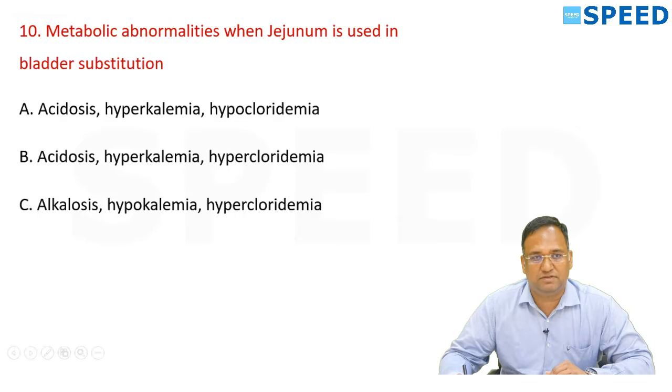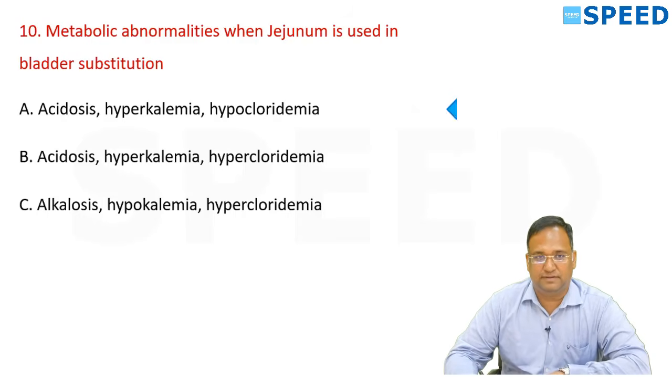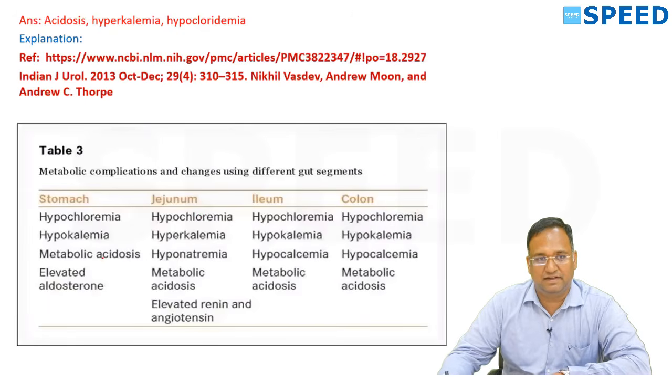Metabolic abnormalities when jejunum is used as a bladder substitution. So, bladder substitution can be ileum or jejunum. Ileum is most commonly used. Jejunum can also be used when you are doing a radical cystectomy. Option D is also some combination like this; I didn't get option D, so A, B and C. Out of this, what is the answer? Correct. So, it is very, very clear.